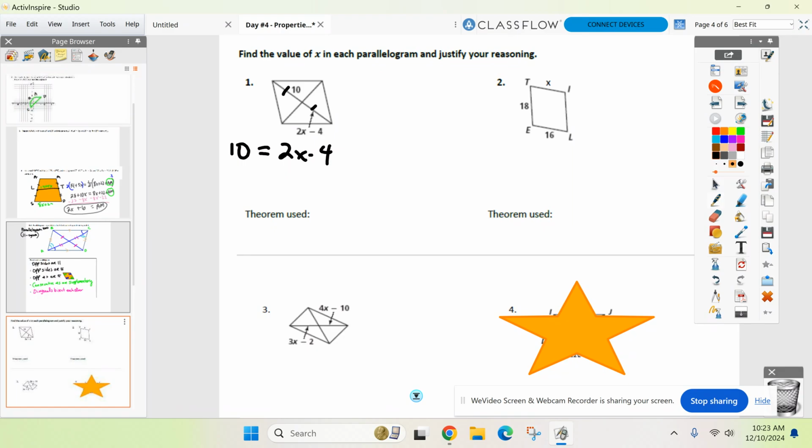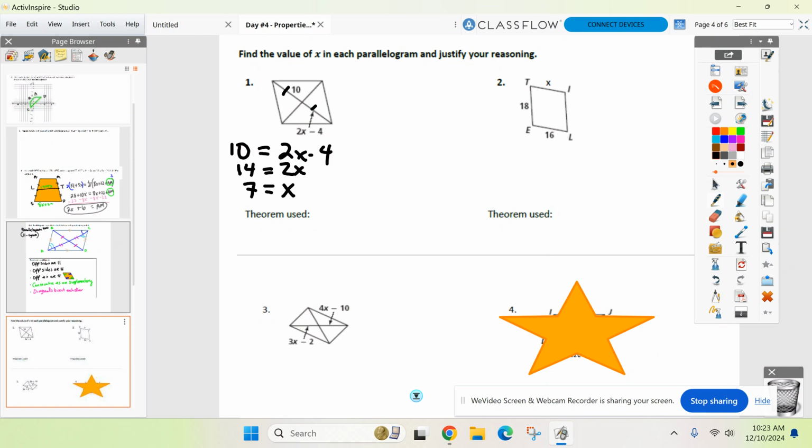I know I'm starting you out with the tough one. 2x equals 14. X equals 7. Now notice it says theorem used. I'm getting you in the habit because tomorrow we're doing proofs, and this is going to go in your reasons column. What do you know this figure is?